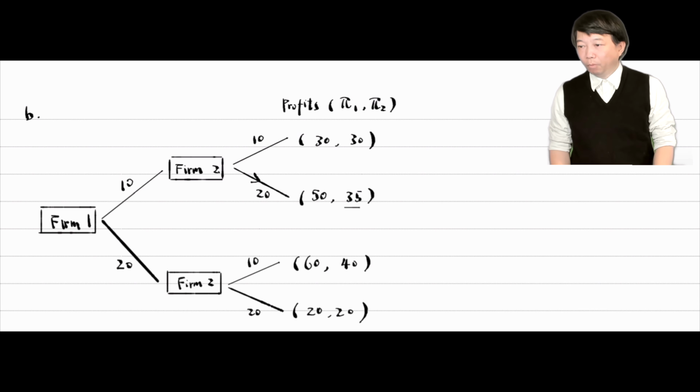Given that firm 1 chooses 20, firm 2's best response is to choose 10 because it brings a higher profit. We underline the profit 40 and add an arrow on the paths.